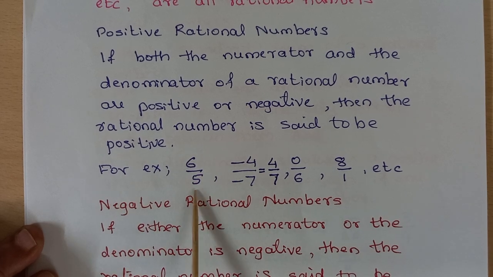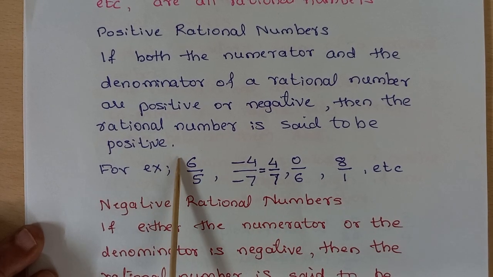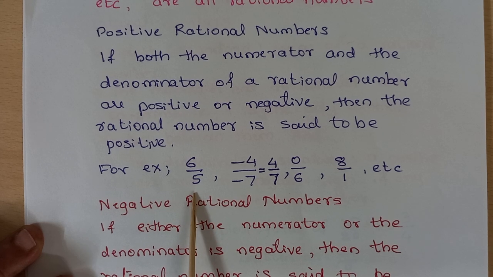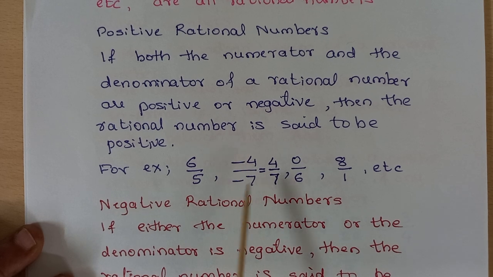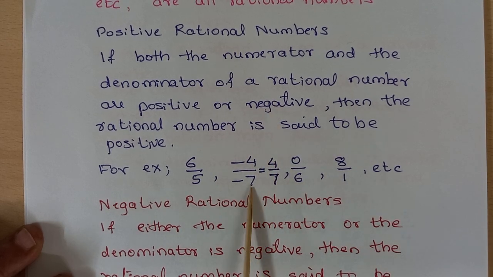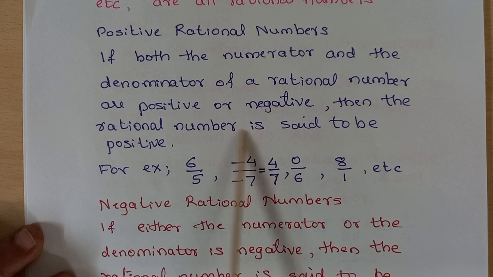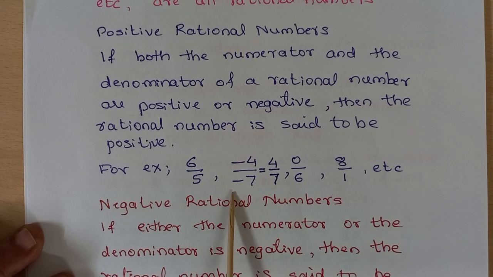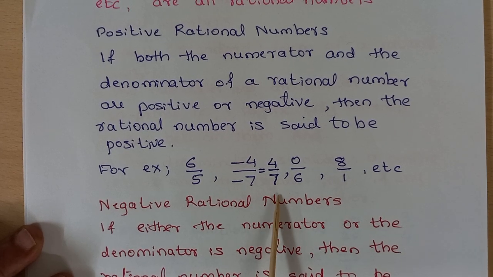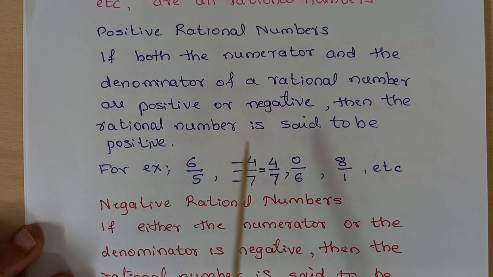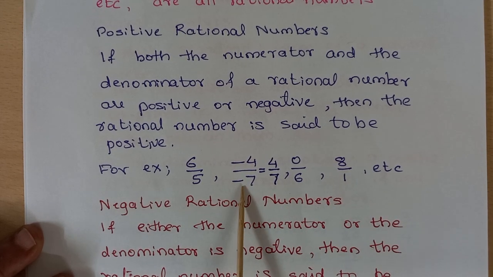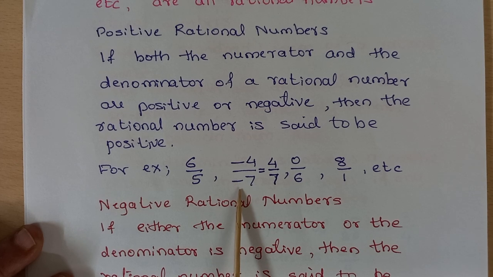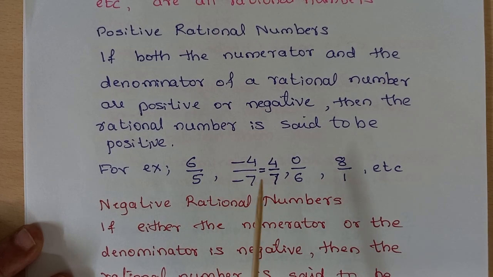For example, 6 by 5. Here the numerator 6 is positive and denominator 5 is positive. So this number is a positive rational number, whereas minus 4 divided by minus 7 is equal to 4 by 7. Why? When we divide a negative number by a negative number, we get a positive number. Therefore, it is a positive rational number. If both the numerator and denominator are having negative sign, then that number is a positive rational number. 0 by 6, 8 by 1, etc.